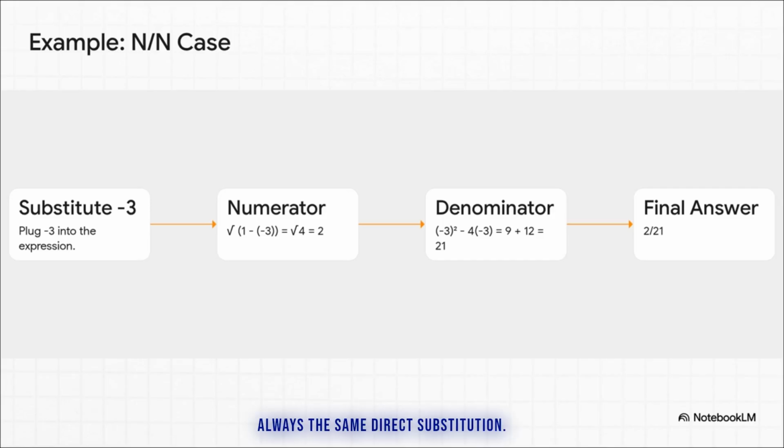First step, always the same: direct substitution. We plug negative 3 in for x. On top, we get the square root of 1 minus negative 3. That's the square root of 4, which is 2. On the bottom, negative 3 squared is 9, and minus 4 times negative 3 is plus 12. So 9 plus 12 is 21. And there we have it, a clean, simple answer: 2 over 21. Problem solved.